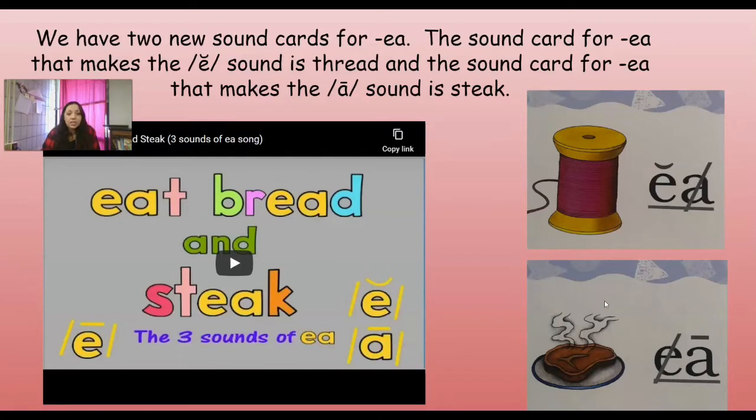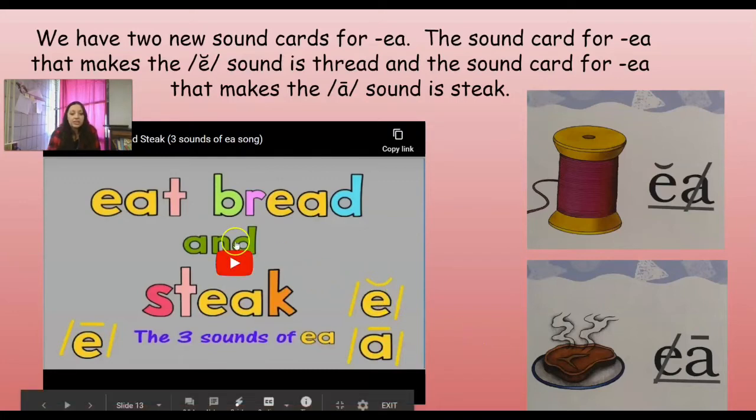All right, so we're just going to quickly listen to this little song that's going to give us an idea about the 3 sounds of EA.